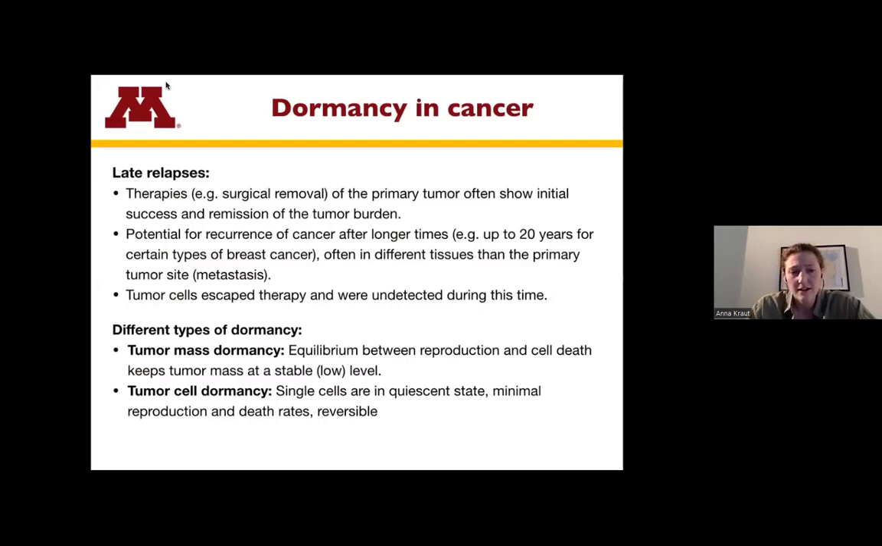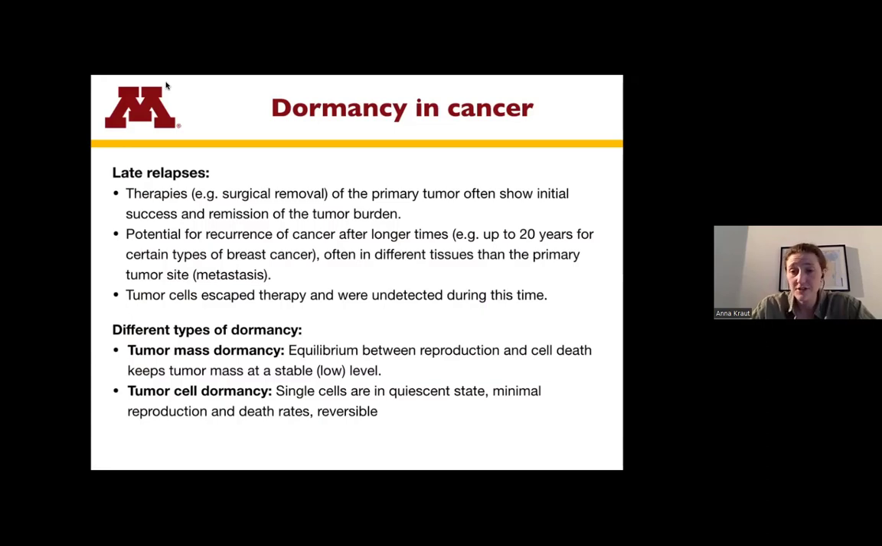And there are two ways of looking at this dormancy. If we just define it as tumors staying undetected at a low population size, one way of achieving this is so-called tumor mass dormancy, where actually the cells themselves might still be reproducing, but they have somewhat reached a low level equilibrium between reproduction and cell death that keeps the tumor size in check at a low level.